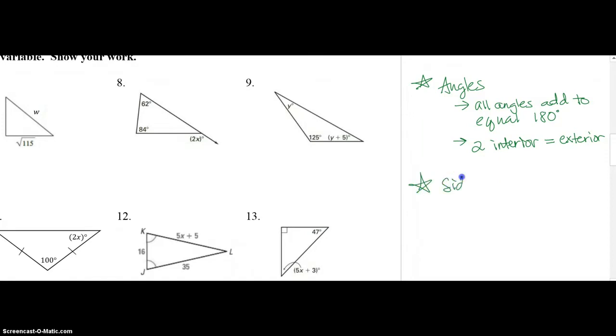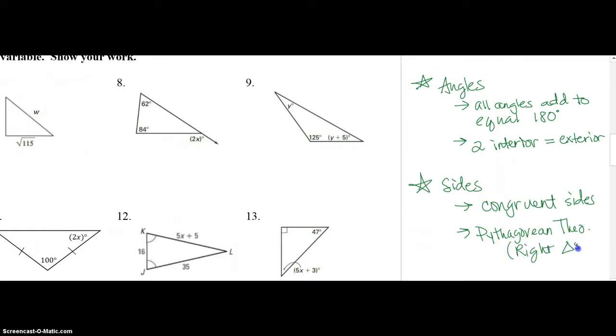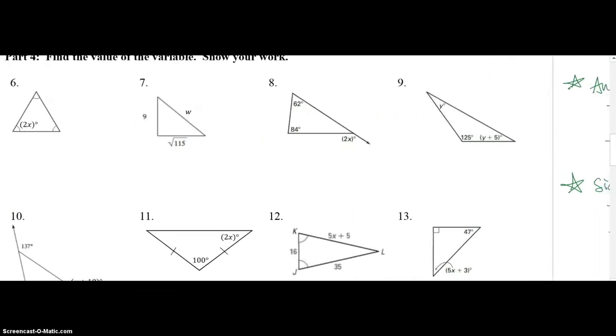If you're given sides, you're going to look for congruent sides, and you're going to see if you can use the Pythagorean theorem. And the only time that you're going to be able to use the Pythagorean theorem is for right triangles. Okay, so let's look at some of these problems in which information is given to us.